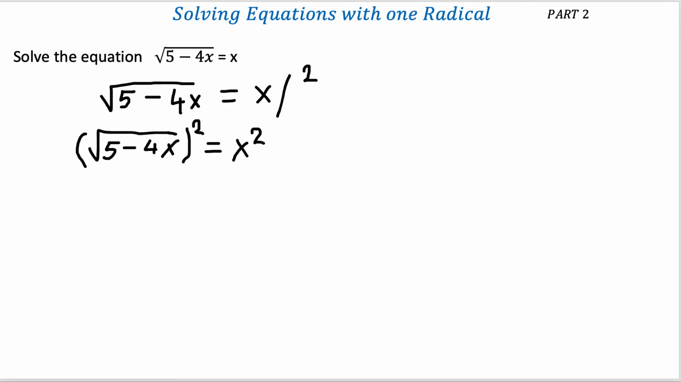And now this square here is going to simplify with the index 2, and what I'm going to have is just 5 minus 4x, so the radical disappears, and then it's much easier to solve the problem as a polynomial without a radical.